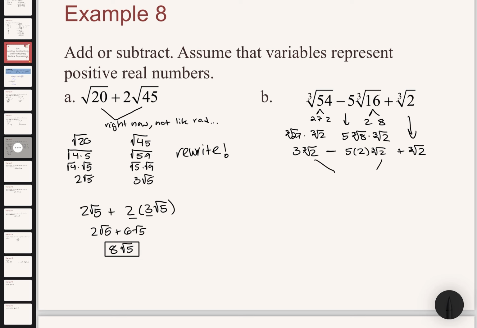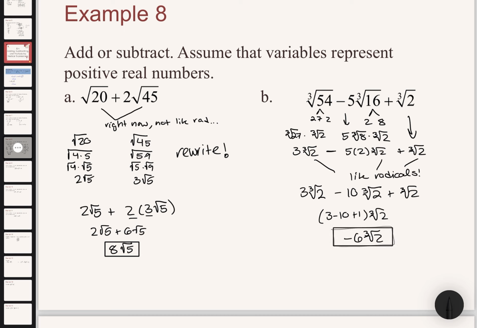But now, boom, boom, boom, these are all like radicals. We just need to do a little simplification first. So I have 3 cube root of 2 minus 2 times 5 is 10 cube root of 2 plus cube root of 2, that's a little sneaky 1 over there. 3 minus 10 plus 1 cube root of 2 is going to give us negative 6 cube root of 2. All right, so again, I'm starting by simplifying until I get like radicals, and then I'm just combining like radicals.